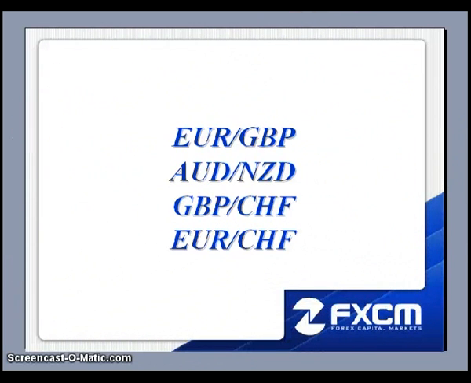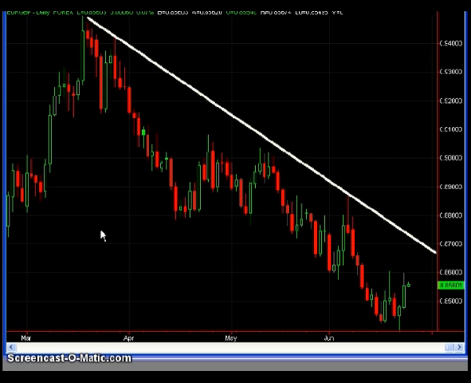So here are the four pairs that I will be discussing this evening: the Euro Pound, the Aussie Kiwi, the Pound Swiss, and the Euro Swiss. So let's go ahead and pull up the charts. The first chart is the Euro Pound.